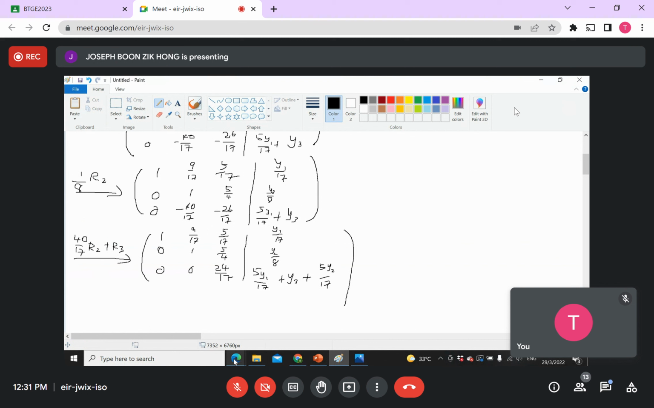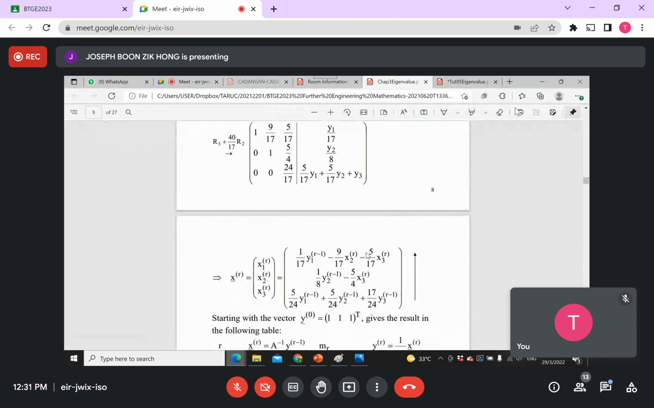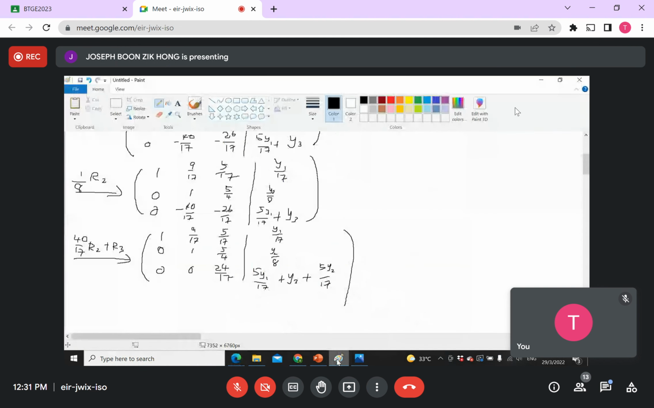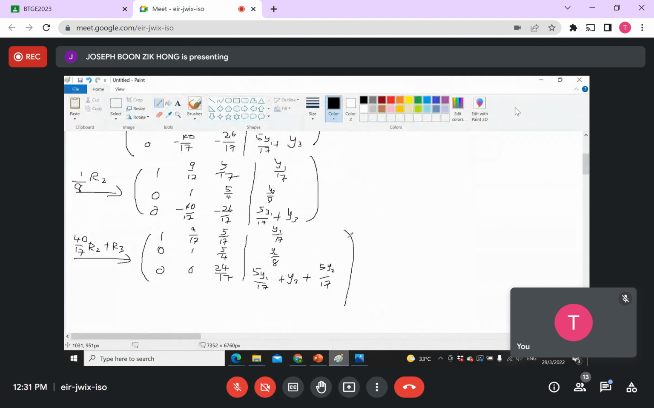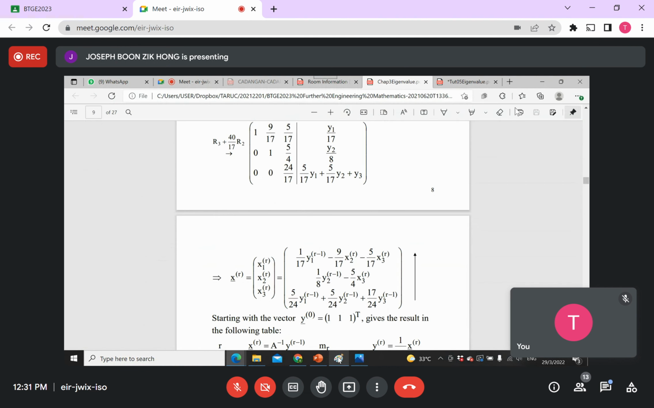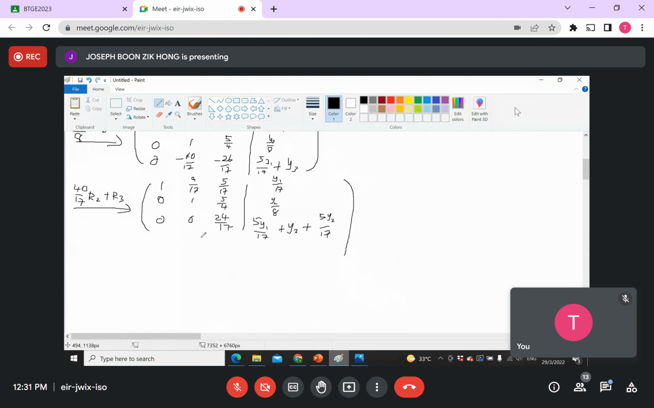Okay, so that's how they have this one. Is it the same? I think so lah. Yeah, it's the same lah. So this is how they get it here. So after they get this one, from here, we start from the last one. That means 24 over 17 x3 will equal to this thing.